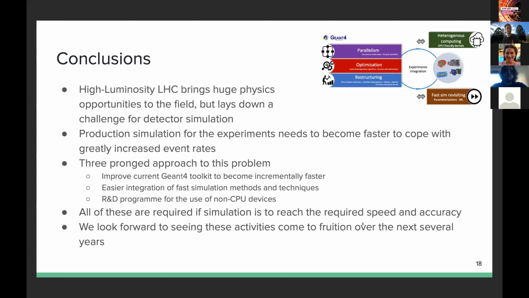So that's a very active area, and we very much look forward to seeing these activities come to more fruition over the next several years. And I think that's an appropriate point to stop. So thanks, everybody.